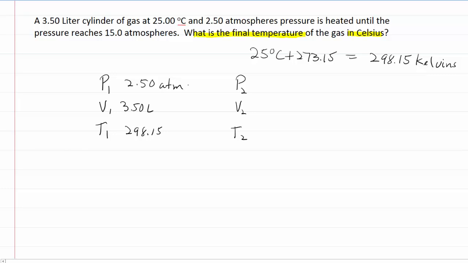The pressure goes up to 15 atmospheres. Because this is a steel cylinder, the volume is constant, 3.5 liters. And temperature is the one thing that we don't know, the final temperature. So that's what we want to solve for.